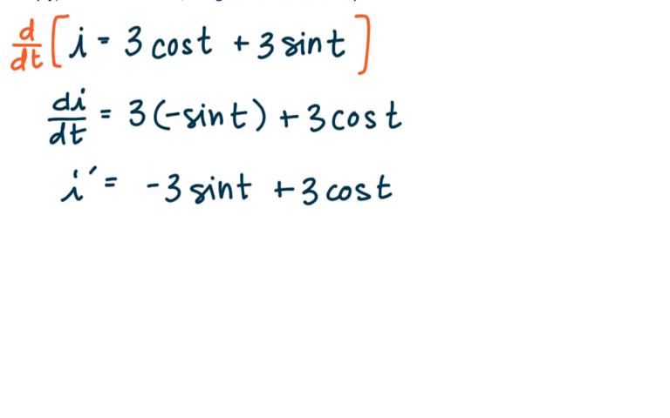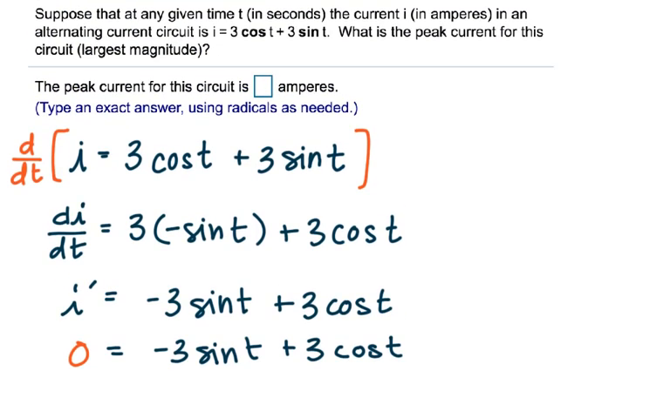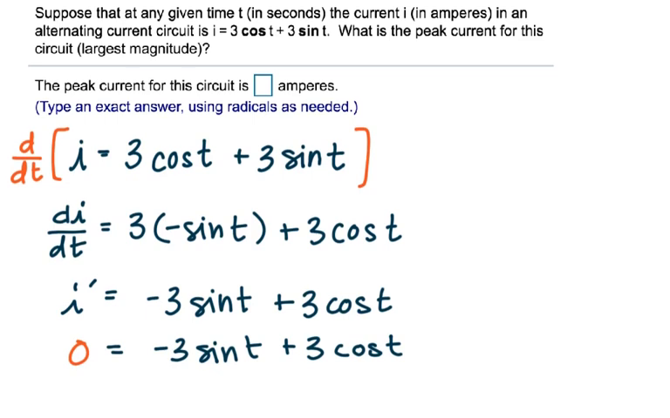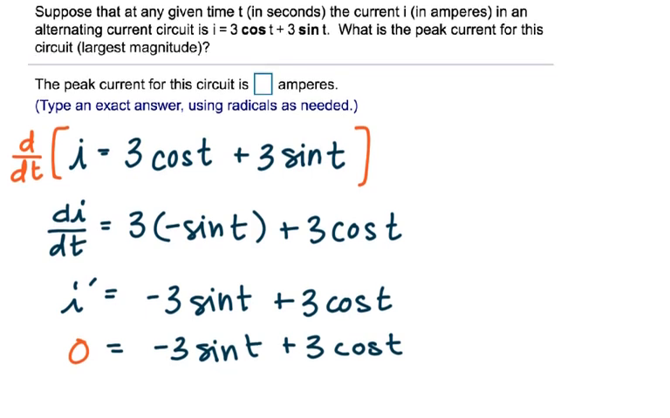So I'm going to set my derivative equal to 0, and then we would just solve for t. And once I get that t, that time is going to let me know when the max is occurring. But if you pay attention to the question, it says, what is the peak current? So we need to find the current at that time.